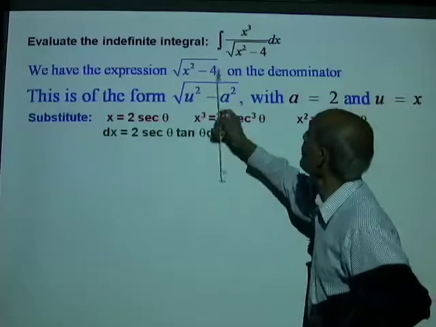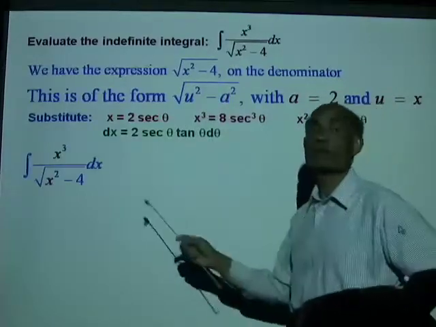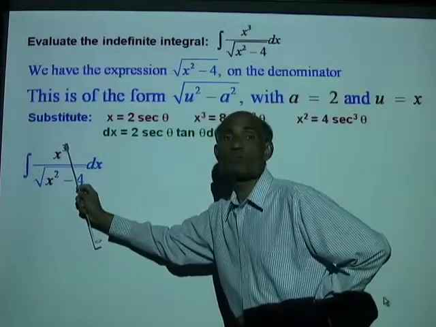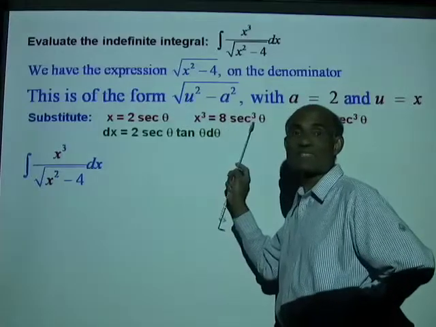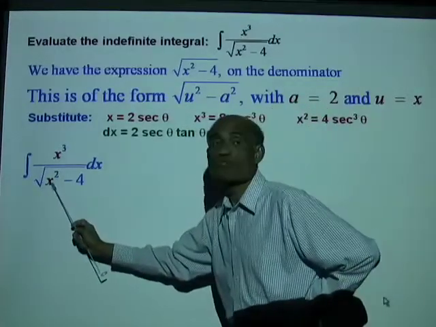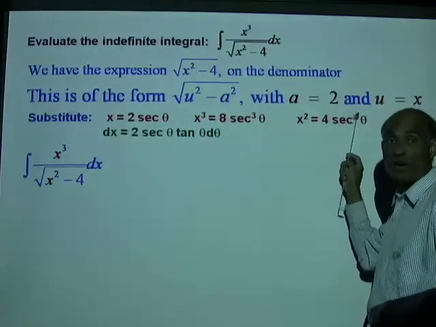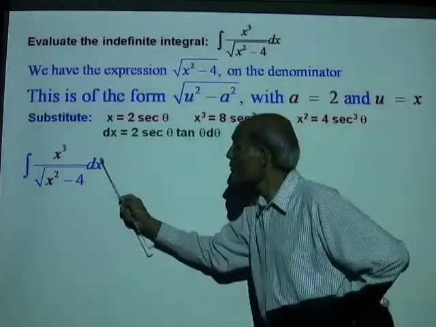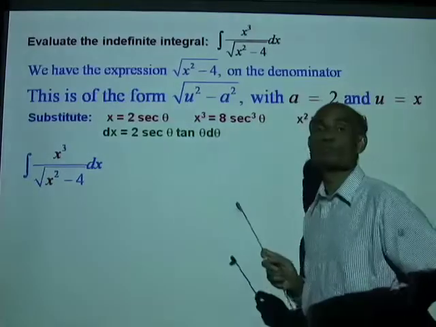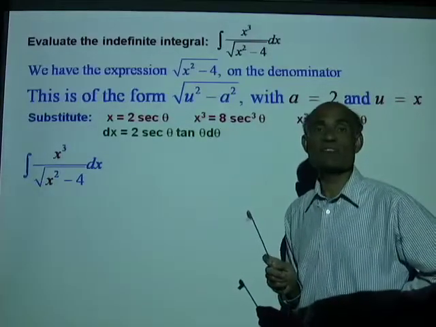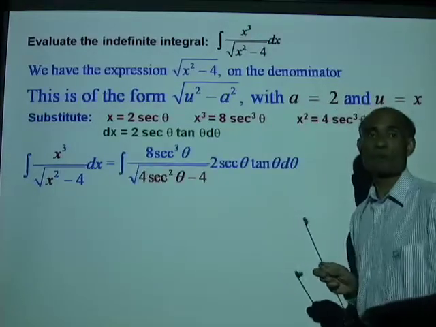Alright, let's take all this into the integral. X cubed is replaced by 8 secant cube theta. X squared is replaced by 4 secant squared theta. And dx is replaced by 2 secant theta tan theta d theta. There you go.